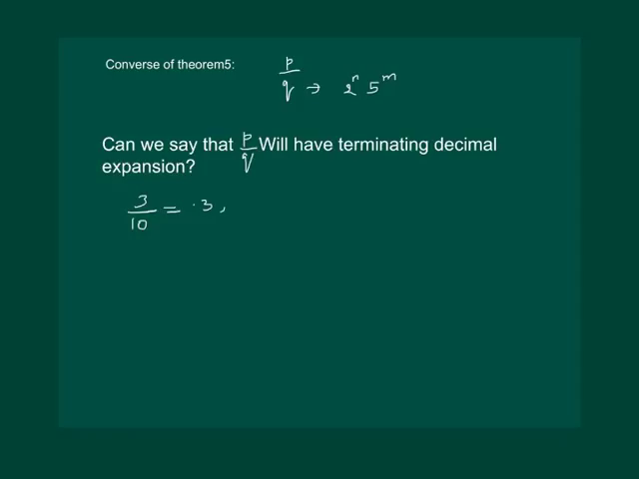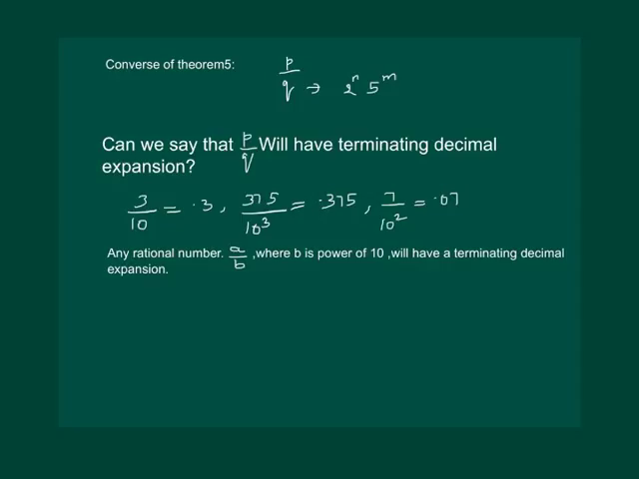You can take any other number. Say we take 375 by 10 cube. This will be 0.375. That is again a terminating decimal. And similarly we can take 7 by 10 square. This is equal to 0.07, which is again a terminating decimal.